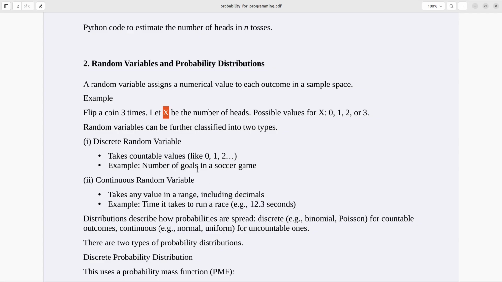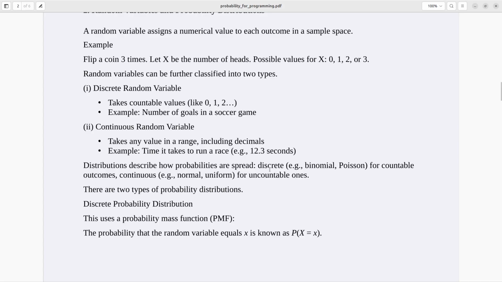So what is a discrete random variable? This discrete random variable would take countable values. So the random variable will be just 0, 1, 2, and so on. So for example, the number of goals in a soccer game can only be integers, or even non-negative integers, 0, 1, 2, and so on. So when we have these random variables, we can say that we are handling a discrete random variable. Okay.